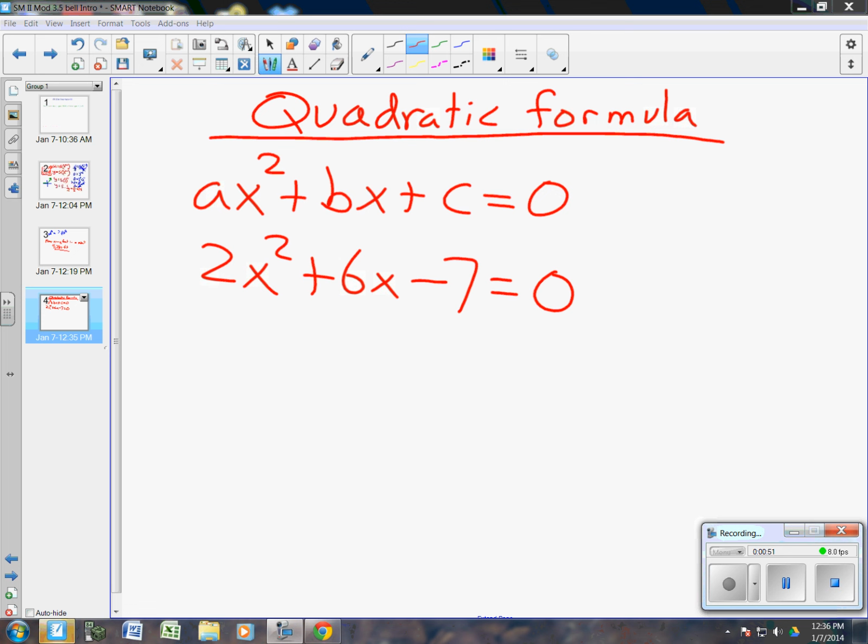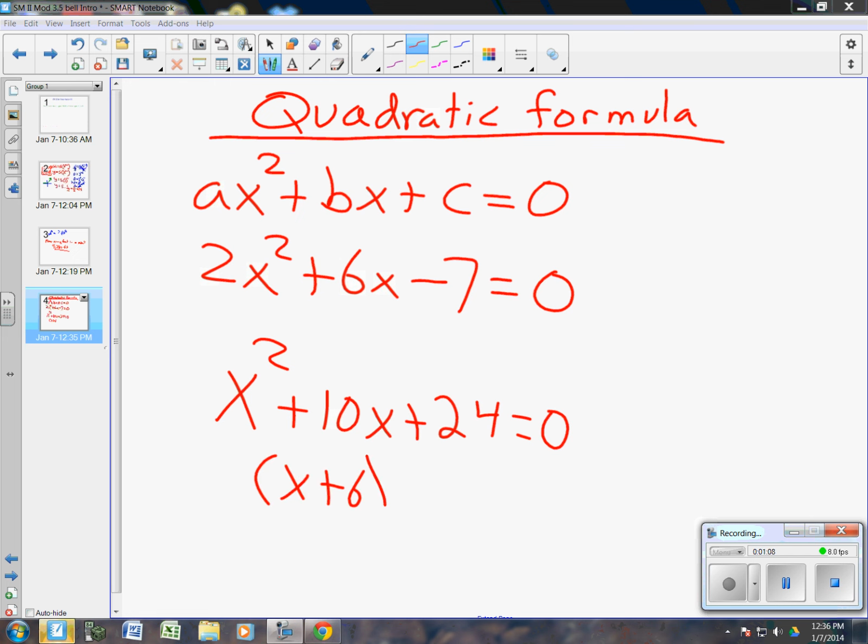And we would take something like this problem right here: x squared plus 10x plus 24 equals 0, and we could solve it by factoring. We could say, okay, what two numbers can I times together and get 24 and add together and get 10? 6 and 4. So it factored to be x plus 6 and x plus 4.